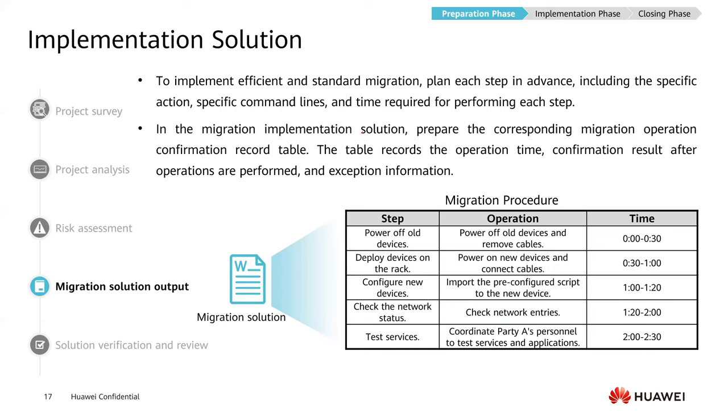For the implementation solutions, it is the same. You should make it more and more detailed, and you should prepare the corresponding migration operation confirmation record tables. It means every record and everything you introduce, you should write down, and how to do it, you should make more and more specific. Maybe you can use a table to record all the operation times, the confirmation results after operations are performed, and exception information.